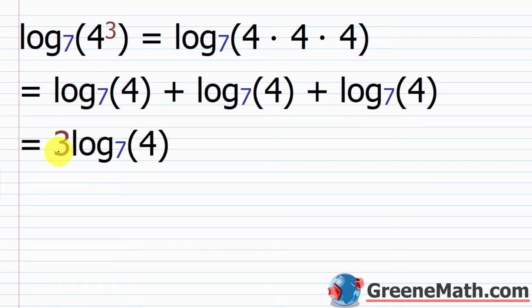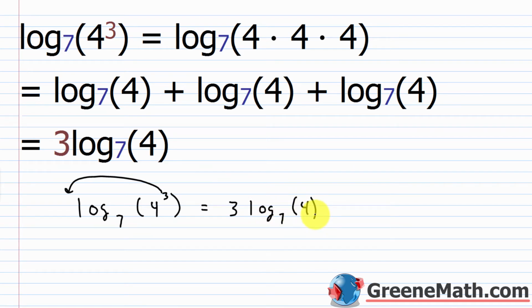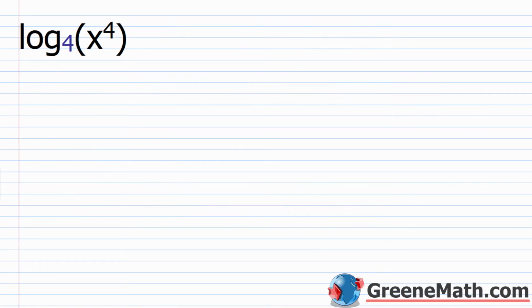So I can just say I have 3 times that thing, which is log base 7 of 4. So that's all we're doing here. We're not doing any magic tricks. So if I saw log, again, base 7 of 4 cubed, this guy just goes in front. So we just say this is 3 times log base 7 of 4. Very, very easy.